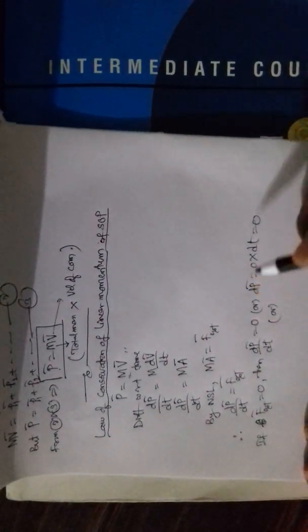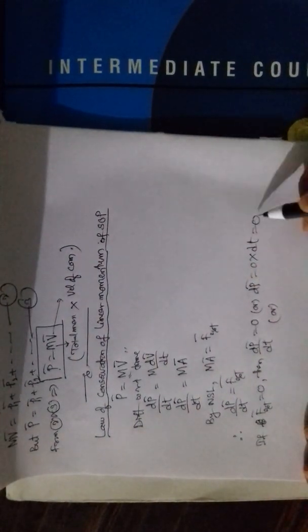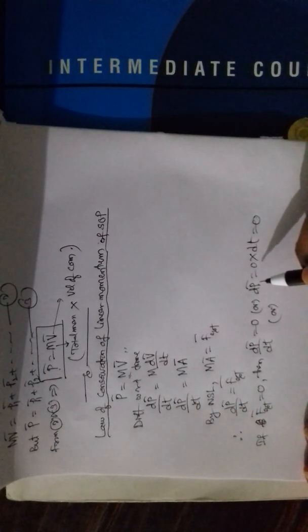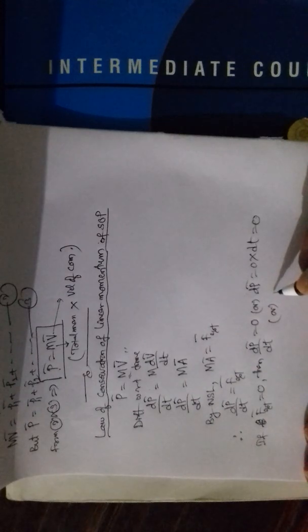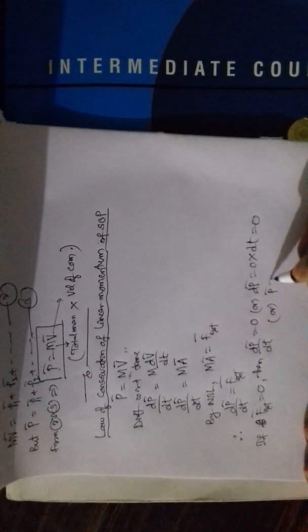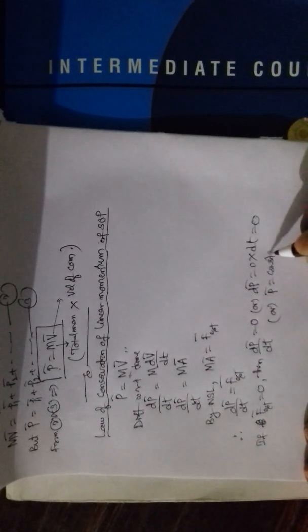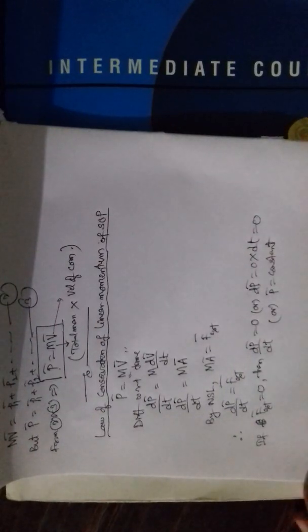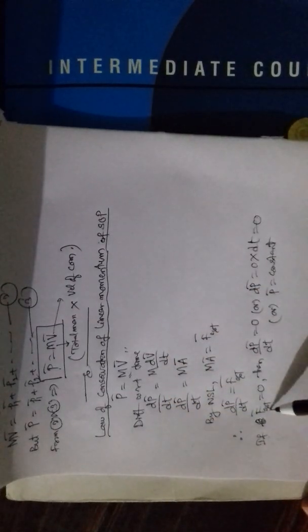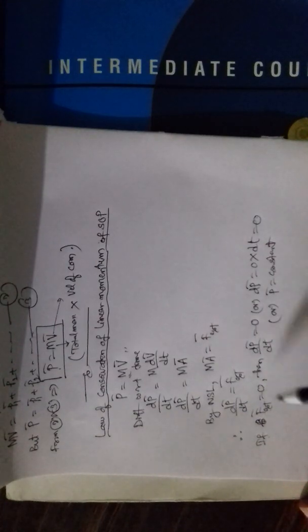here change in momentum is 0. It means there is no change in momentum. It means momentum is constant. So this is law of conservation of linear momentum. When external force on system of particles is 0, then P is equal to constant. P is equal to Mv.